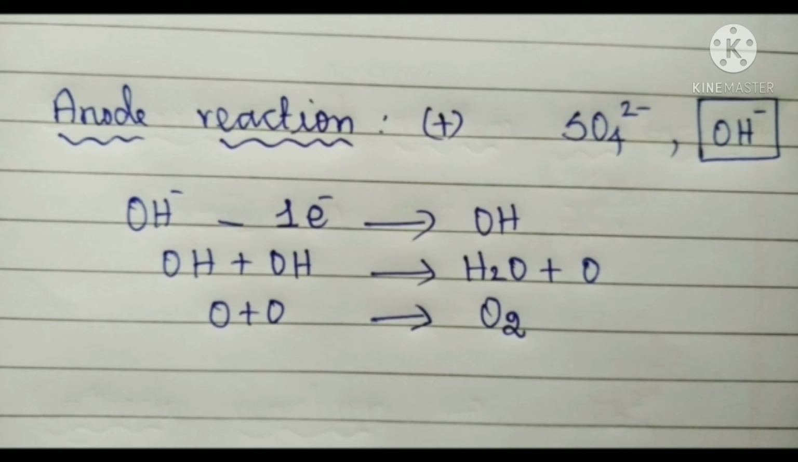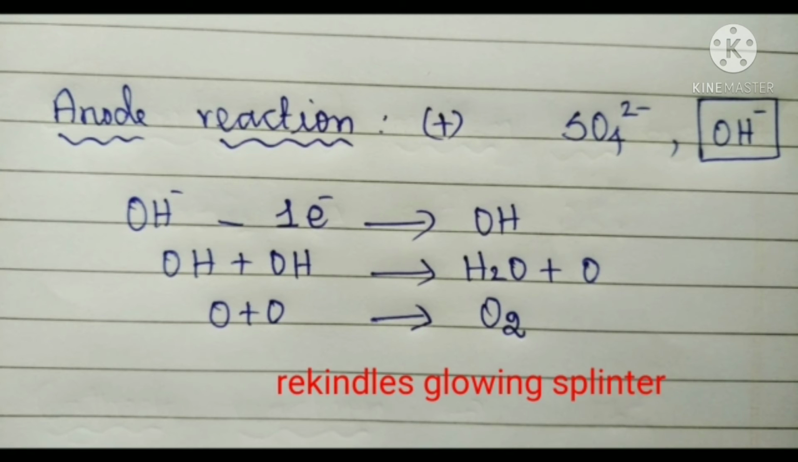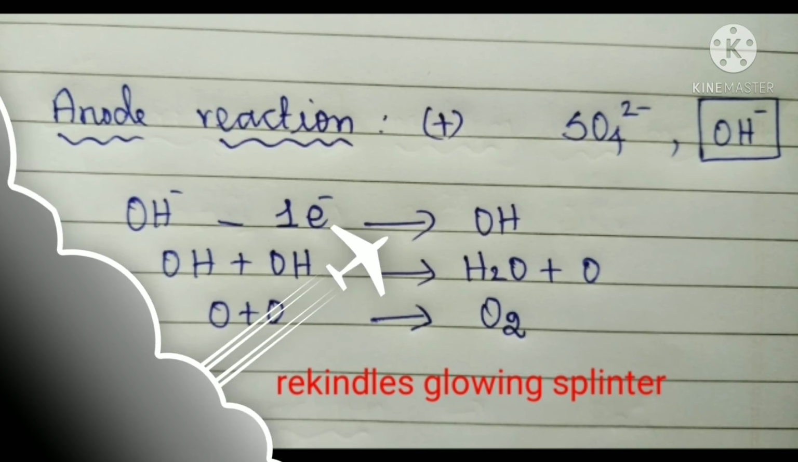In anode there are two ions migrating, SO4 2 minus and OH minus. OH minus ions will be discharged there and oxygen gas is formed. The observation is it rekindles a glowing splinter.